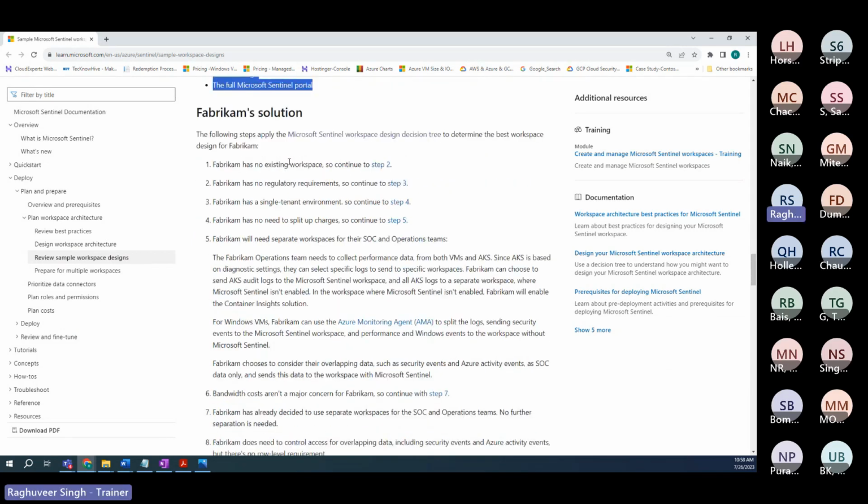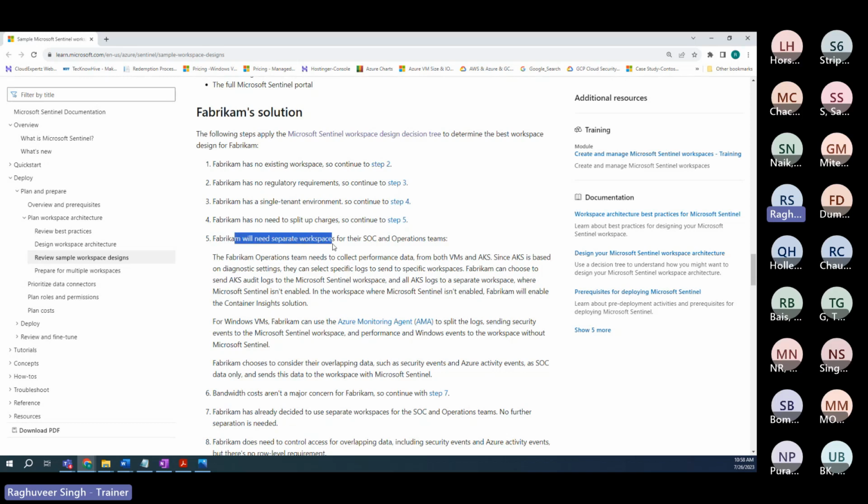Okay, now the solution. Since they have no existing workspace, they will create a new workspace, which is step 2. Since they have no regulatory requirement, they'll move on to step 3. Since they have a single tenant, they'll move on to step 4, which means they'll come to step 8, which is create a new workspace. Since they have no need to split up charges, continue to step 5.